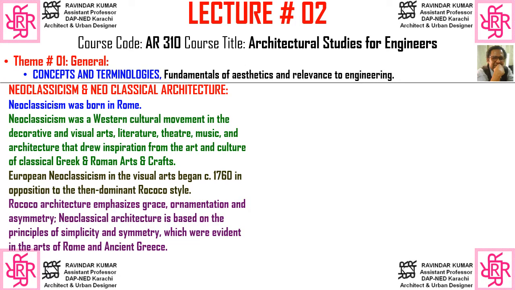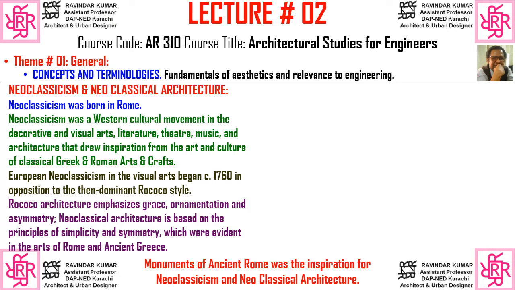Rococo architecture emphasizes grace, ornamentation, and asymmetry, whereas neoclassical architecture is based on the principles of simplicity and symmetry, which were evident in the arts of Rome and ancient Greece. So, in a way, you can say that Rococo was the opposite of neoclassicism, or there was another movement of neoclassicism which rejected the ideas of Rococo architecture. Let's see some examples.